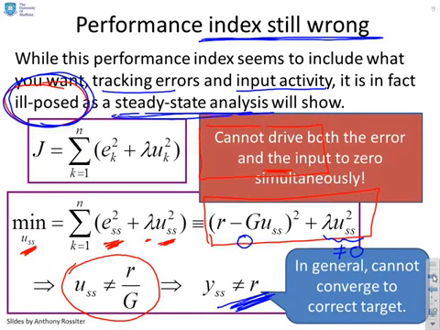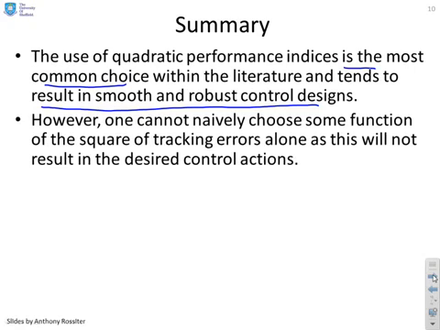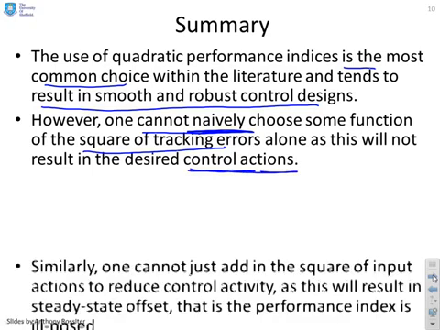And so the summary here is this sort of performance index cannot simultaneously drive the tracking error and the input to 0. So this is not a good choice of performance index. So in summary, while the use of quadratic performance indexes is the most common choice within the literature and tends to result in smooth and robust designs, there are things you cannot do. You cannot be naive. So you cannot choose the function simply to be a square of the tracking errors, because if you do this, you'll tend to find that the control actions are far from desirable.